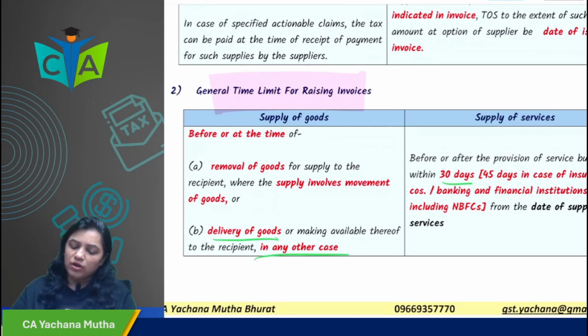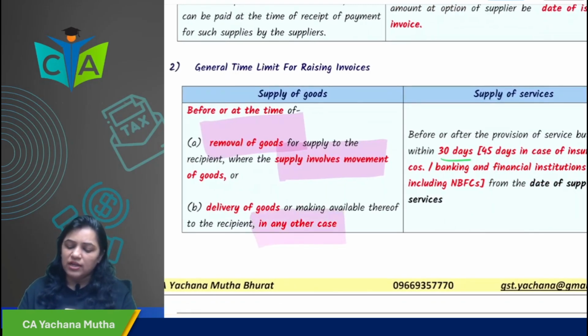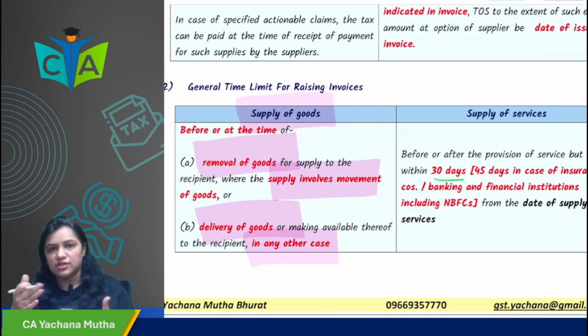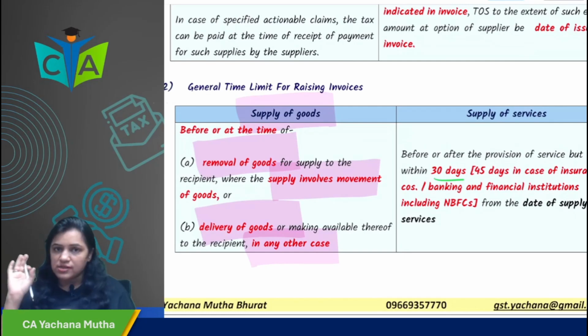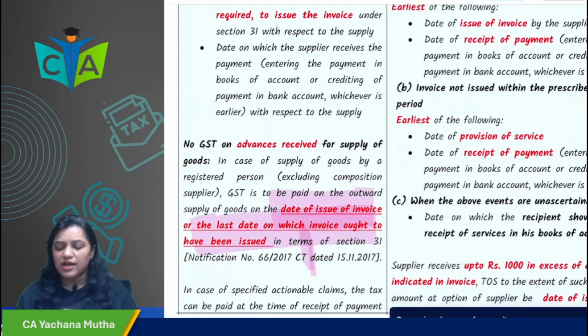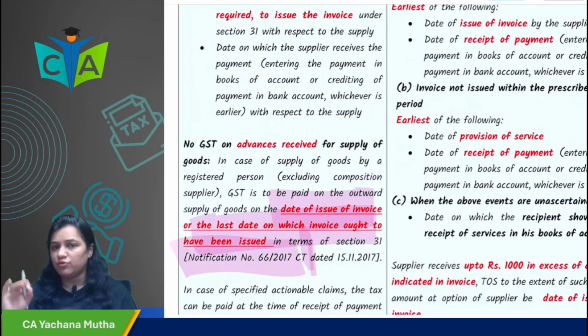Okay. So, what are the general time limits for raising invoice? In case the supply involves movement of goods, then before or at the time of removal of goods, but in any other case, delivery of goods. In case of supply of goods, this is what we have seen. So, it would be date of issue of invoice or last date on which invoice ought to be issued.